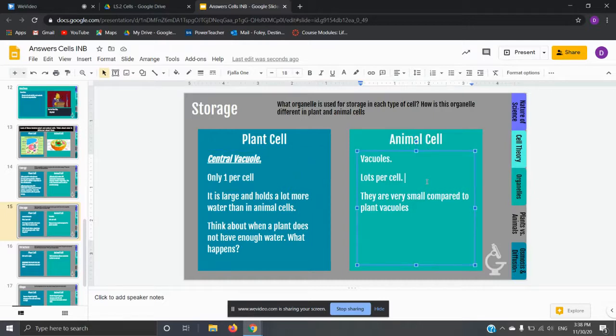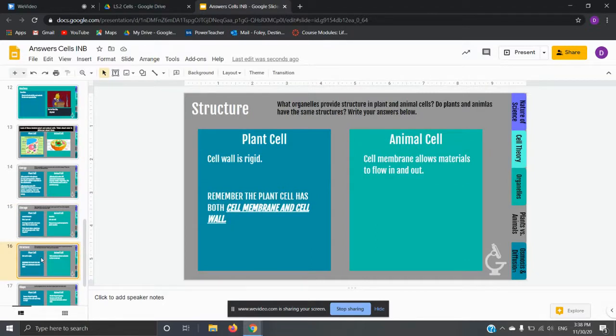Now, inside of animal cells, there are vacuoles, plural, and they're little. They're pretty small, and there's a lot of them per cell. And they're very small compared to plant vacuoles. Right. Slide 16 is about the structure, meaning what's on the outside of these cells.